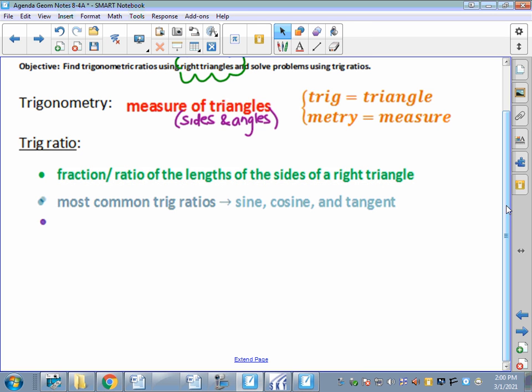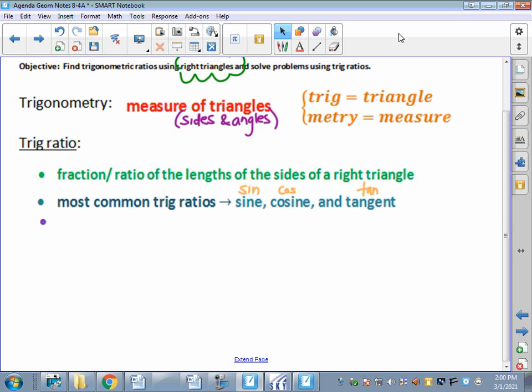The most common trig ratios are probably buttons that you've seen on your calculators. They're sine, cosine, and tangent. On your calculator, it's sin, cos, and tan, but don't call them that. They are sine, cosine, and tangent. So when you ask a question and you say to your teacher, what's the cos of this? They're going to say, are you talking about cosine? Because that's the proper term.